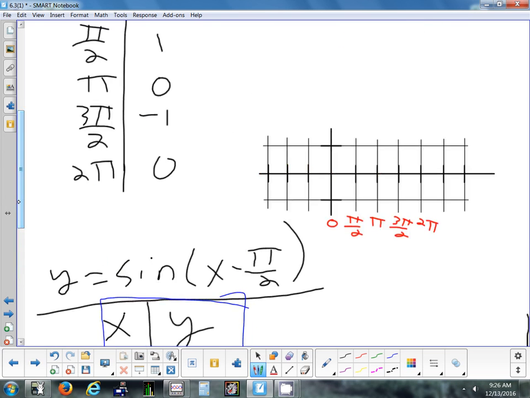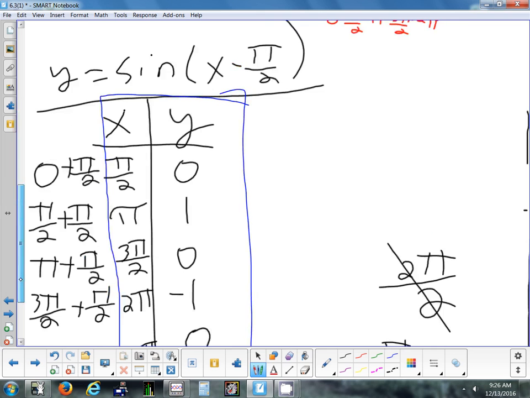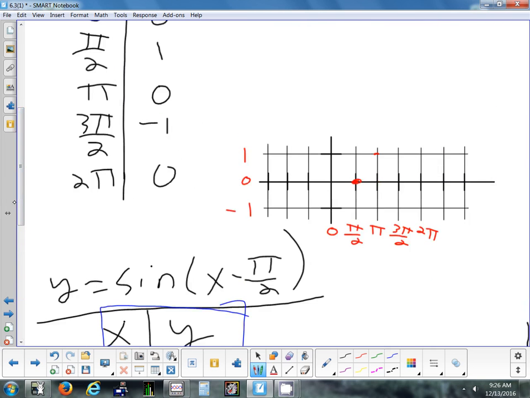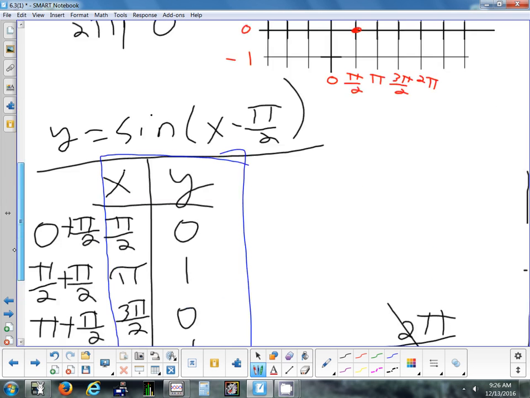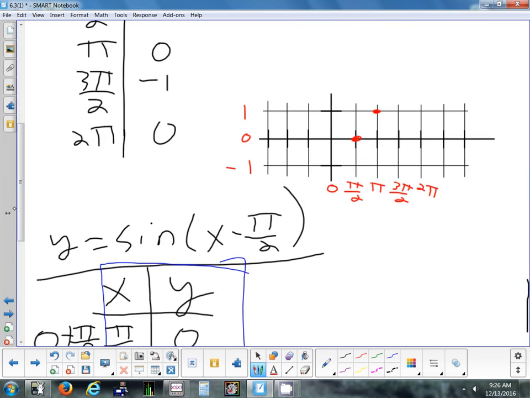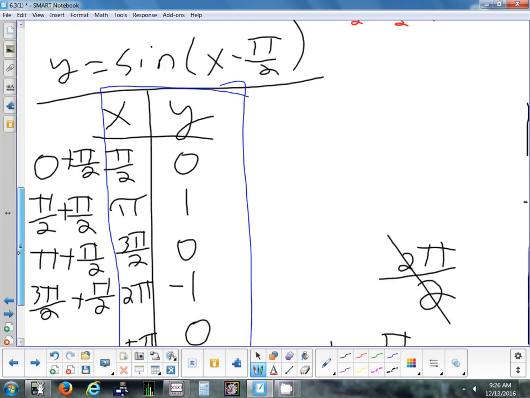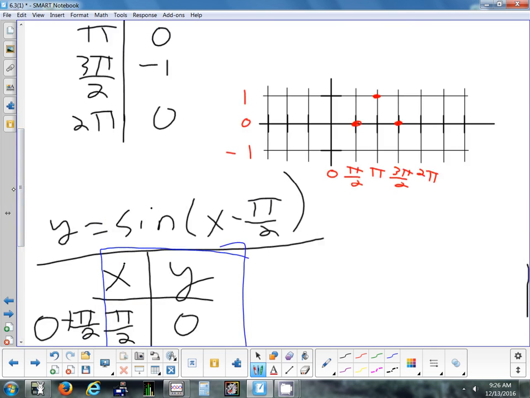All right, so pi over 2, we're at 0. Let's see. Pi, we're at 1. 3 pi over 2, back to 0. 2 pi, we are at negative 1. And I need one more value. That's 5 pi over 2, back at 0. Okay, so here's my graph.